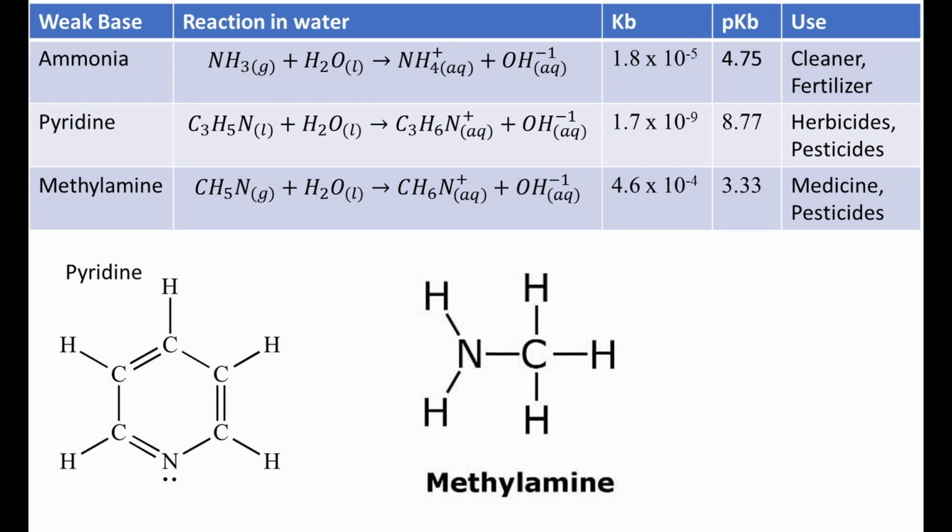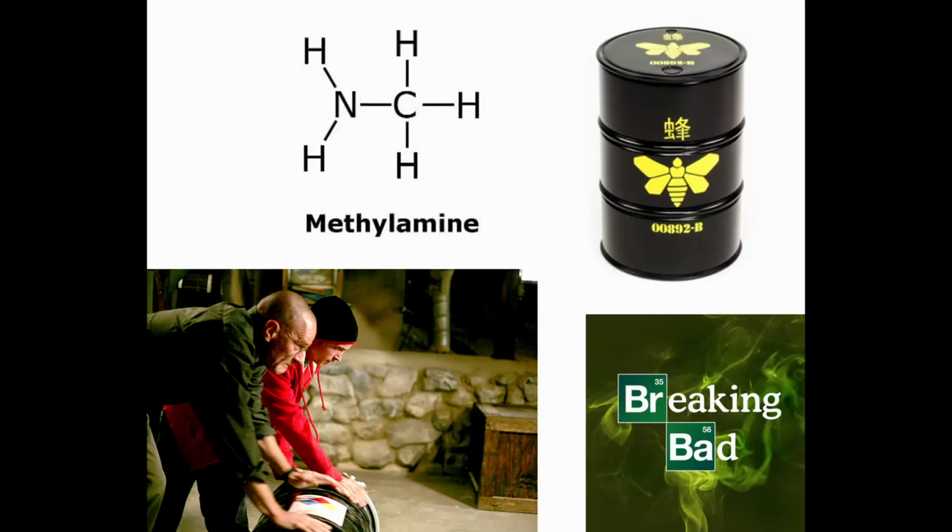Pyridine is found in foul-smelling bodily secretion and is a byproduct of some cooking processes. Pyridine is used in processing herbicides and insecticides. Methylamine is found in rotting flesh. Methylamine is used in creating medicines as well as processing herbicides and insecticides. Viewers of the show Breaking Bad will recognize methylamine as the chemical that Walter White used to create his crystal meth drugs.